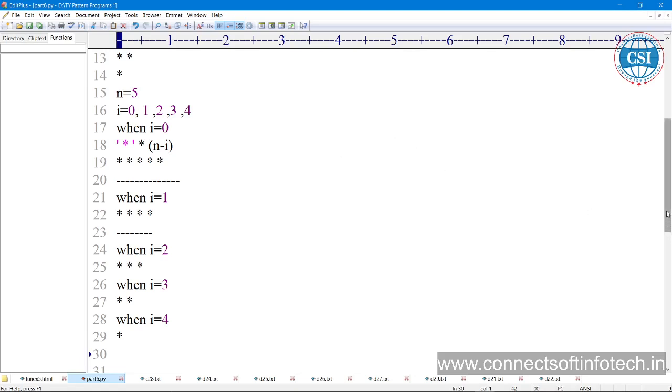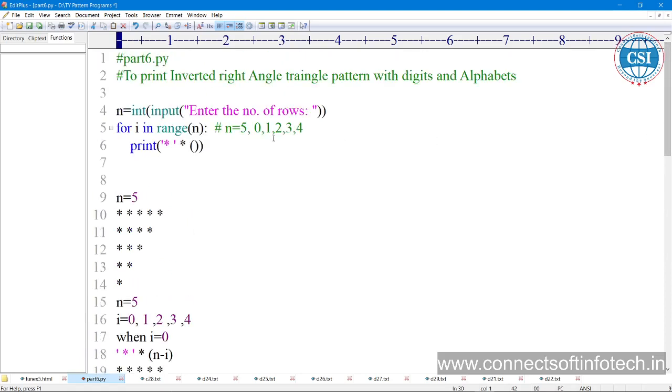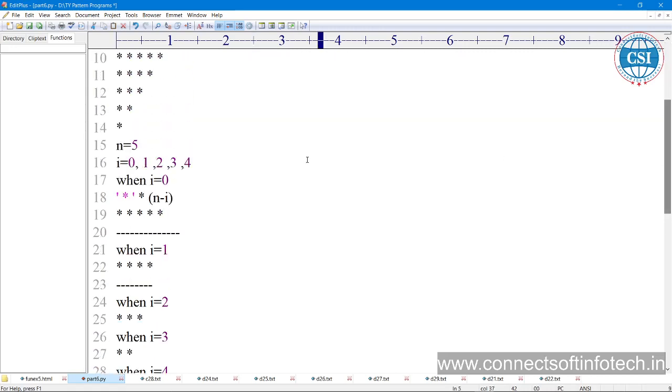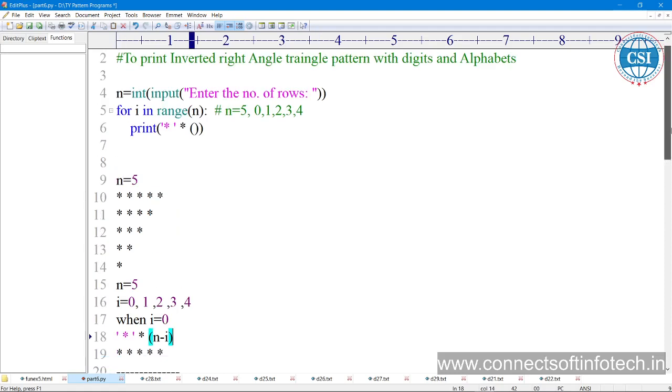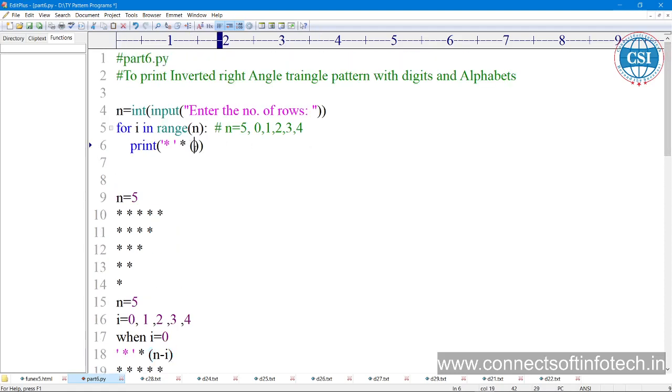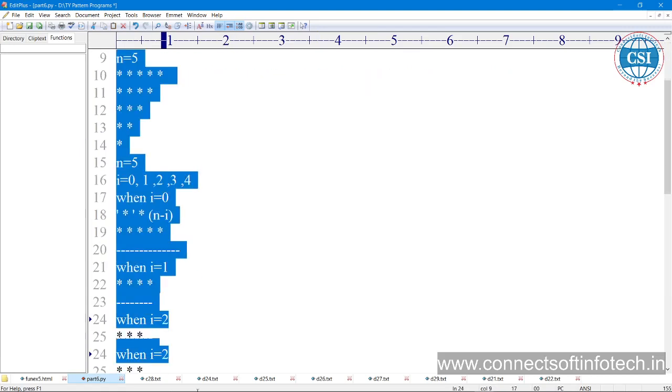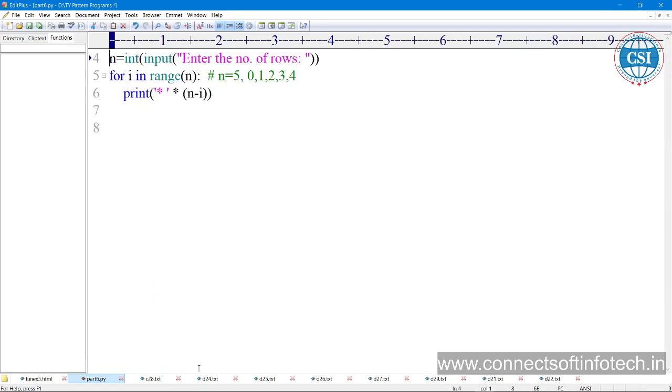So what are the possible values of i when we enter n equal to 5? 5 times, 0 to 4. Okay, so this is our logic. Here you can write n minus i times. Remove everything else. Now let us check our program whether it is working or not.